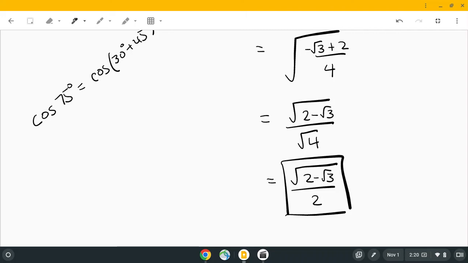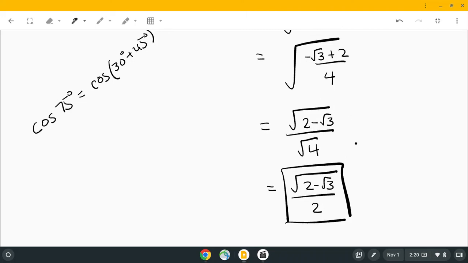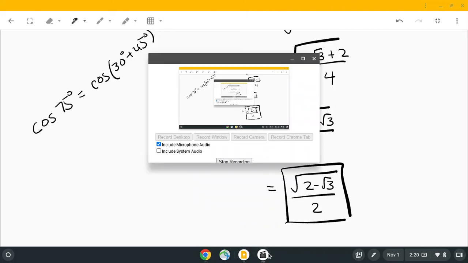All right, so that's it for part 1. Part 2, we're going to take a look at, again, drawing triangles in a quadrant to figure out some of these problems. All right, so text me if you have any questions or email me.